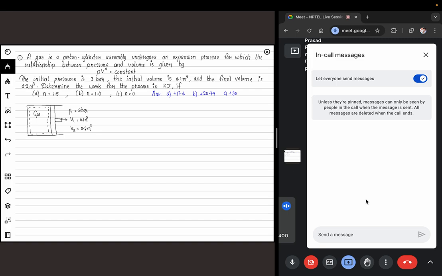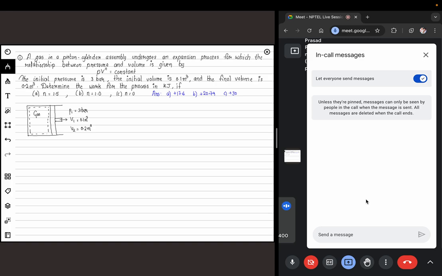Initially the gas is at a pressure of 3 bar. As it expands, the volume increases and pressure gets reduced. The initial volume is 0.1 and then the volume doubles, so the final volume is 0.2 meter cube. You need to determine the work from the process in kilojoules for different cases: n equals 1.5, n equals 1, and n equals 0.